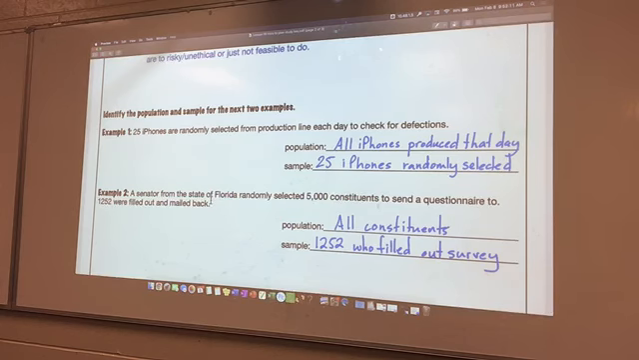But aren't they trying to apply data to all of Florida? If they randomly selected 5,000 constituents, they're trying to get stuff from the entire state. Yeah, it's just all of them.